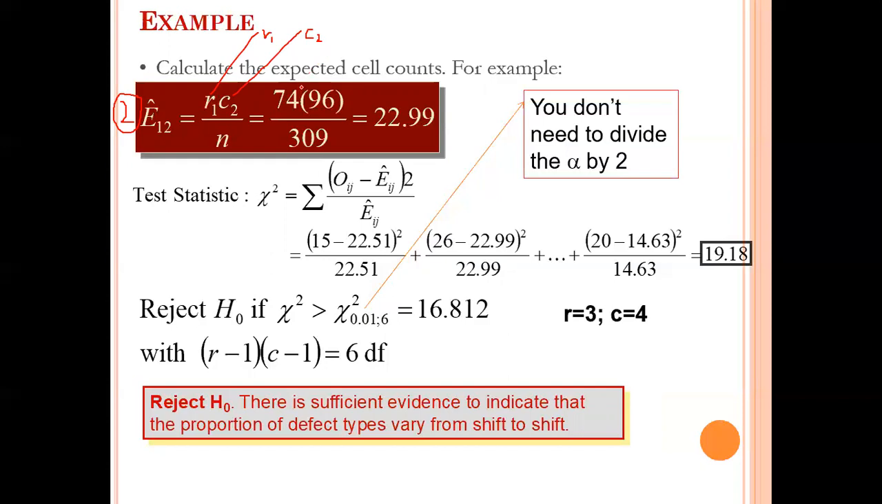Okay, this is the example: the total row is 74, and the total column is 96. Let's see from the table. Where is the position for the total row that has 74 and the total column that has 96?